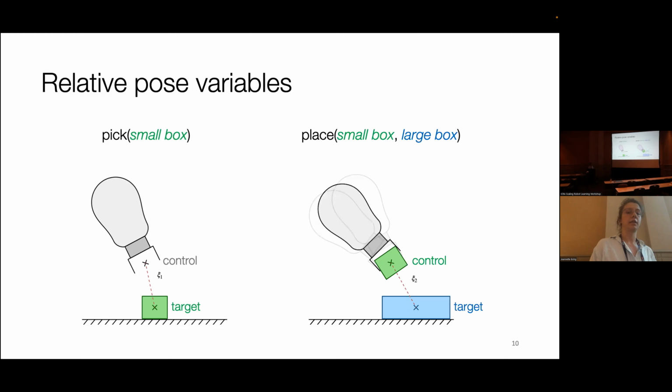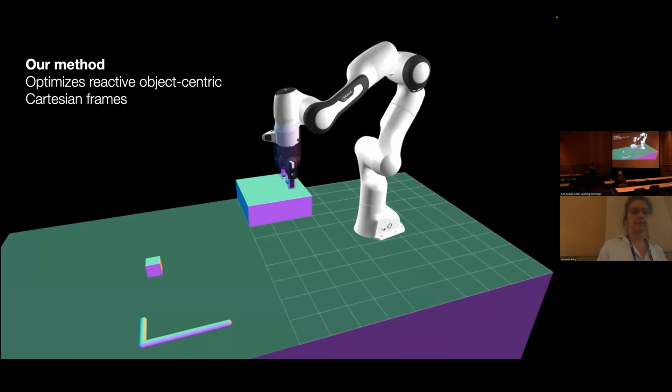And similarly for the place action, we also define a pose variable that is relative between the green box and the blue target box. And because of the relative pose, it doesn't really matter how the robot has actually picked up this green box. It only matters where the green box is relative to that target pose. And so that means these two actions are decoupled from each other, and that makes planning over the long horizon easier. And so this is the key contribution here.